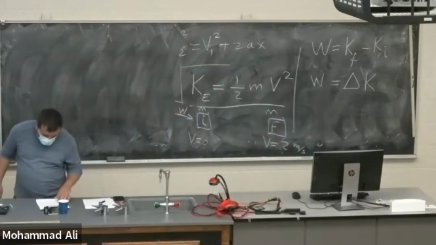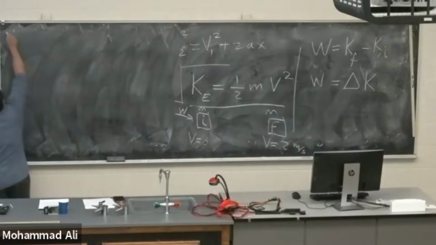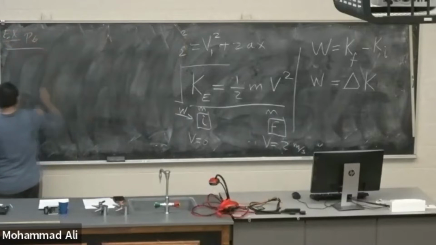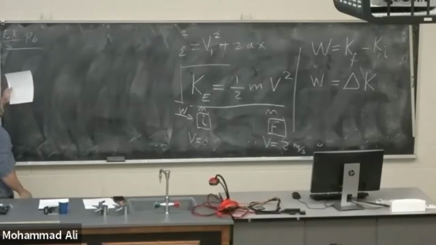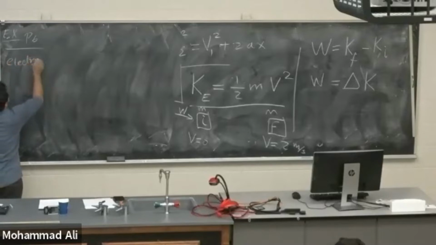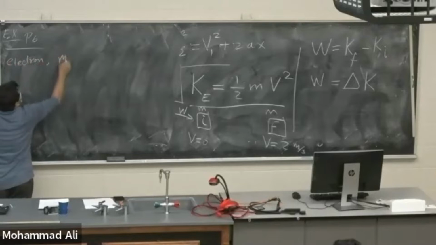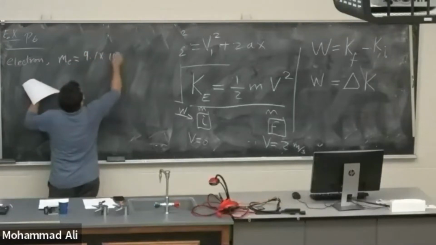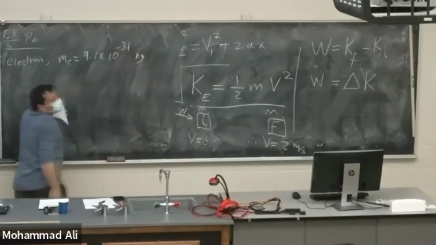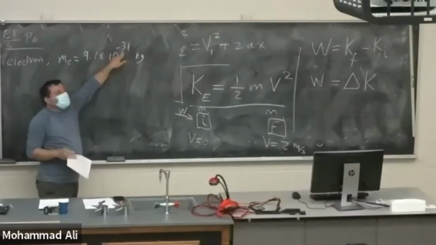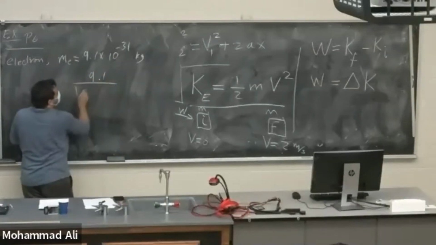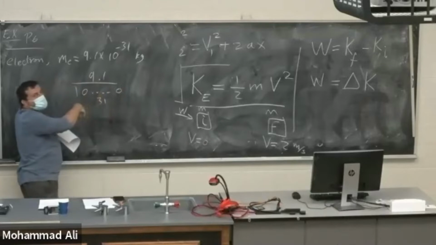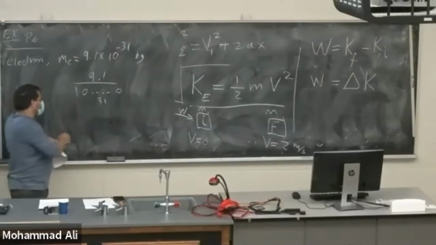We have example page number 6. We have some objects, for example, an electron. The mass of the electron is 9.1 multiplied by 10 to the minus 31 kilograms. The negative sign on top means we have 9.1 over 31 zeros in the denominator. It is very, very, very small. Okay?